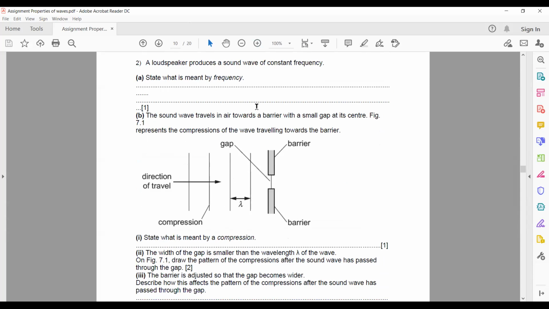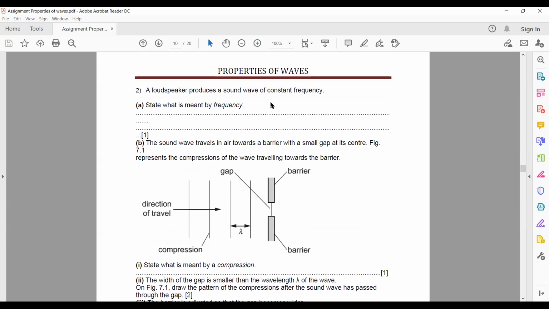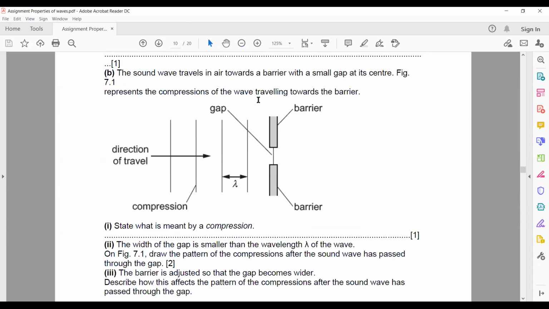What is meant by the term frequency? Frequency means the number of vibrations or number of waves in 1 second. Next, sound waves travel in air towards a barrier with a small gap, as shown in the figure. State what is meant by compression. How do we define a compression? What is the definition of compression?